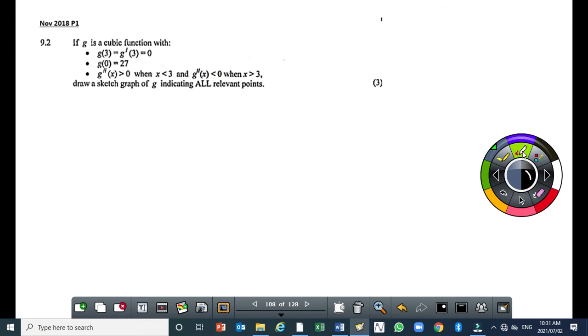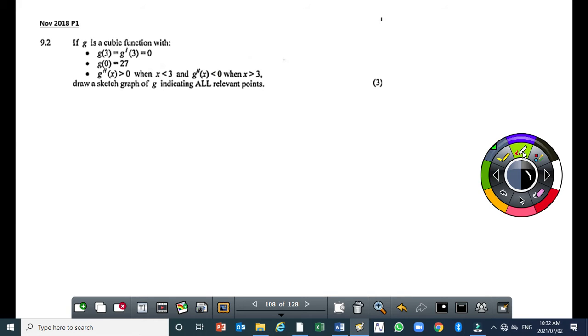The first part says if g is a cubic function with g(3) equal to g prime of 3 equal to 0, what does that mean? It means there is a specific point where x is 3, y is 0, which means we have an x-intercept. So when x is 3, y is 0. Then what does g prime of 3 equal to 0 mean?